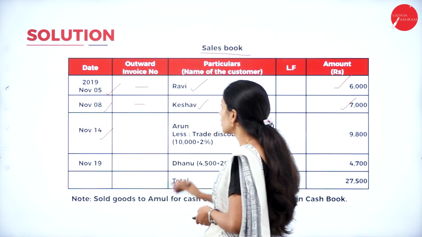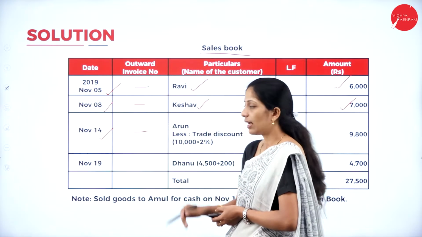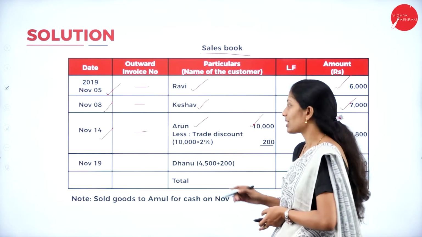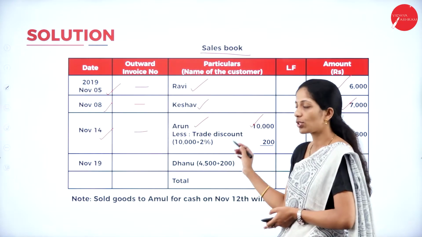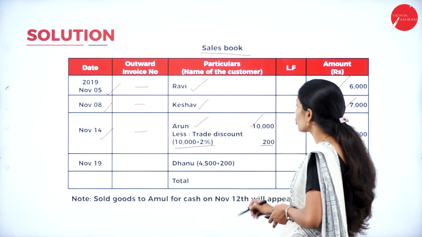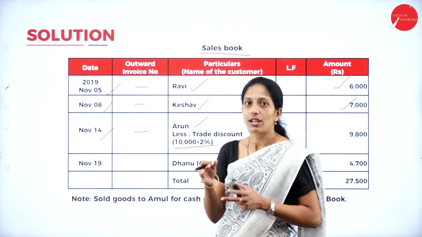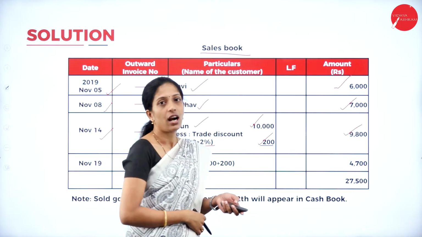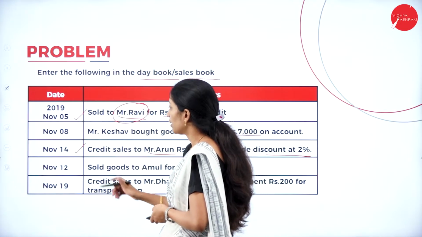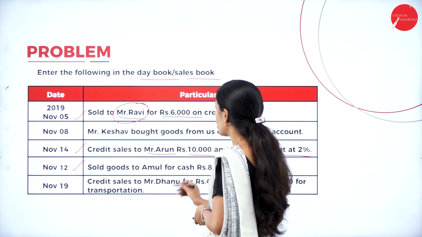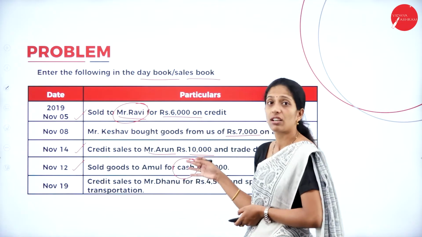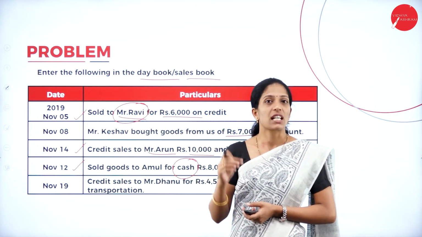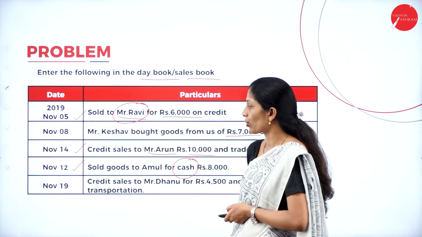So November 14th, there is no outward invoice number and the name of the customer is Arjun and the amount they have given is 10,000, but there is a trade discount of 2%. So less trade discount, 10,000 into 2%, so you'll get 200. So 10,000 minus 200, 9,800 will be written in the amount column. Moving on to the next one, that is November 12th, sold goods to Amul for cash. So they have mentioned the word cash here, but whether we will record cash transaction, no. So it comes under cash book. So we have to write a note for it.